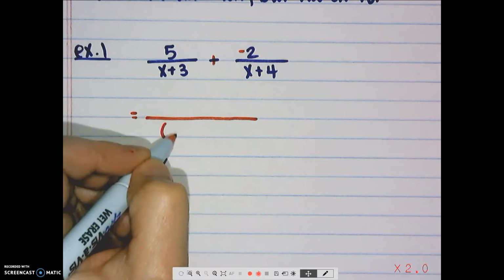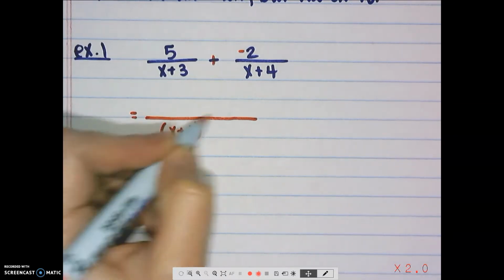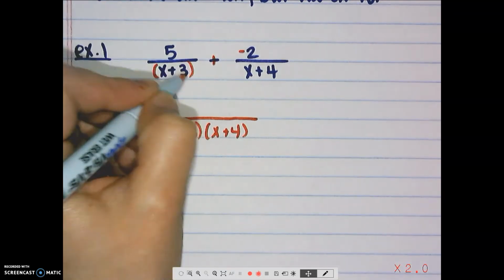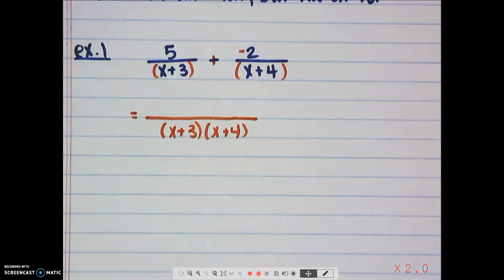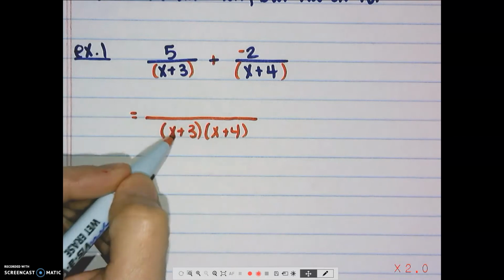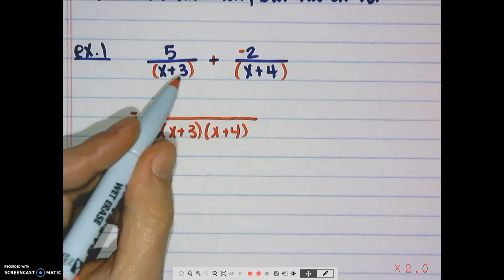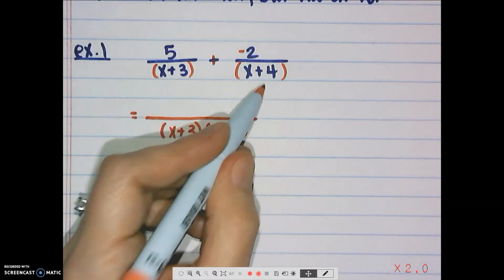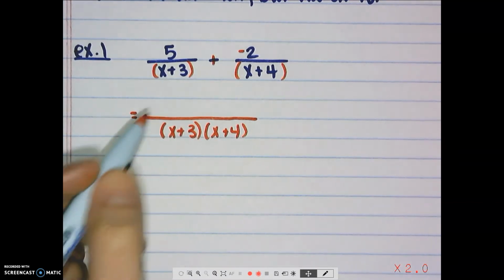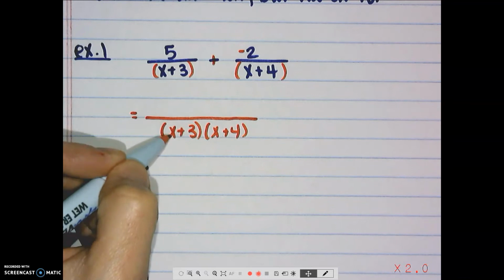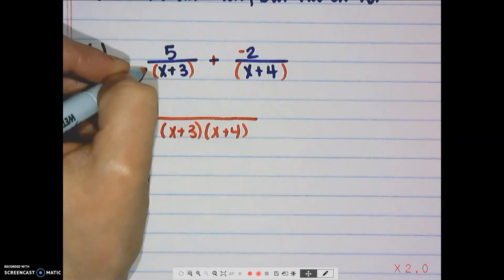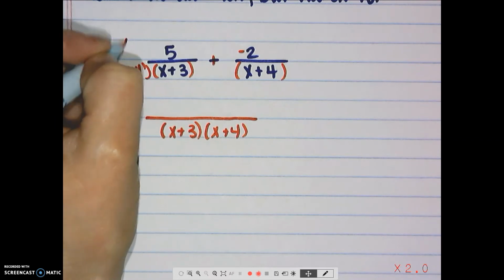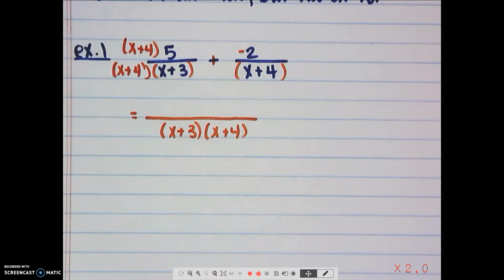So that means that we need the x plus 3 and the x plus 4. So it helps to put these in parentheses to notice that you can't just take that x to be part of it. That x goes with the plus 3, and this x goes with the plus 4. So you need both of those. Since we already have the x plus 3 in the first fraction, we're going to multiply both the numerator and the denominator by x plus 4.